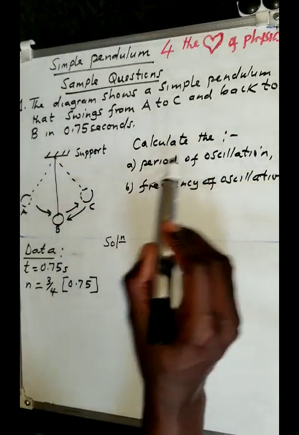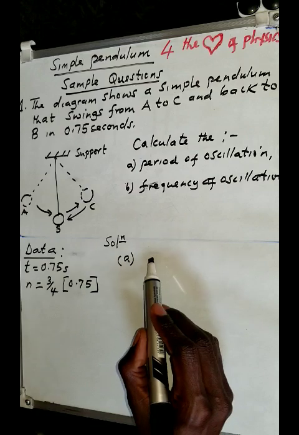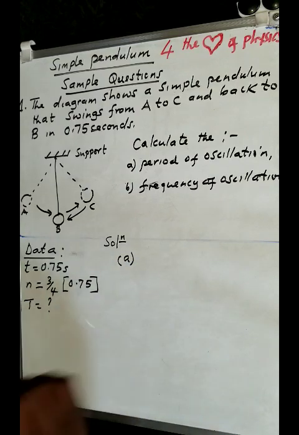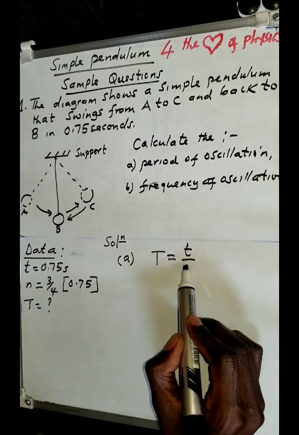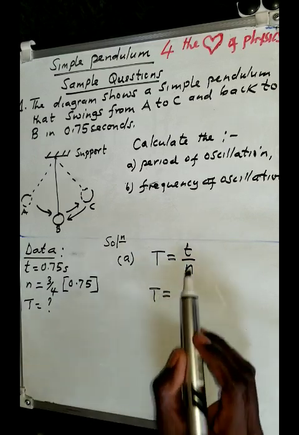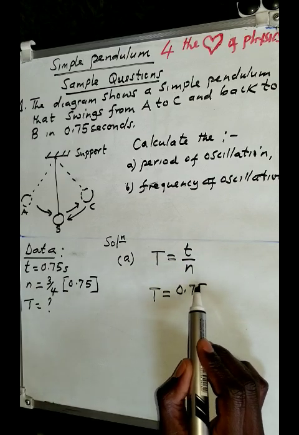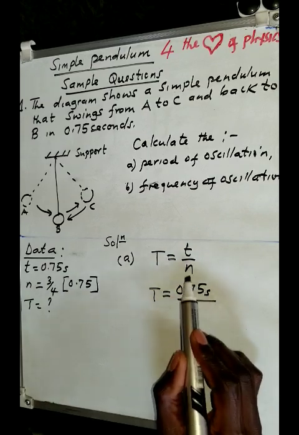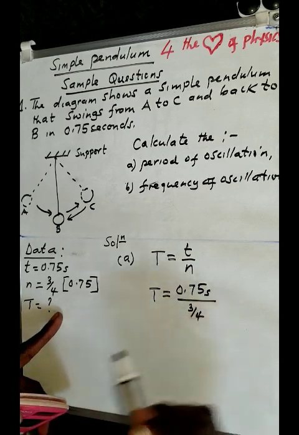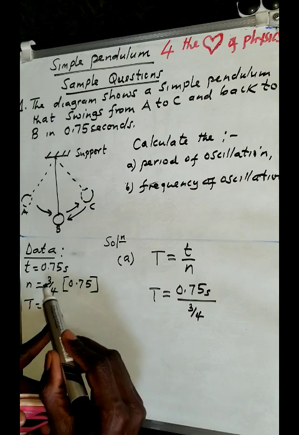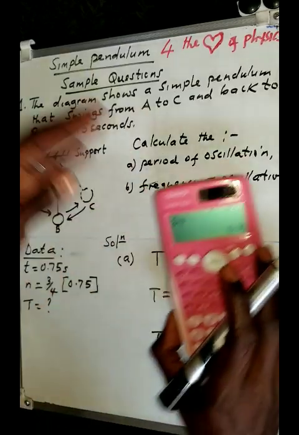Then the question says calculate the period of oscillation. So it is asking us to find the period. Remember, period is equal to time divided by the number of oscillations. So period is equal to 0.75 seconds divided by the number of oscillations. You can use 3 over 4, or change that to a decimal number, which is 0.75.